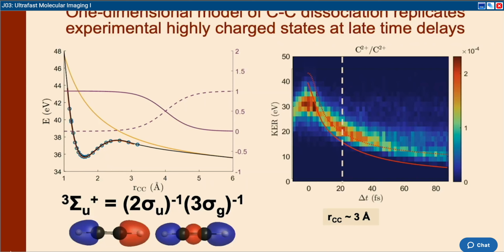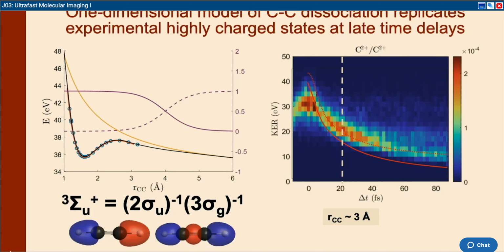So in order to further test this theory, we made a one-dimensional model of the carbon-carbon dissociating, and it replicates experimental highly charged states. Specifically, we looked at a one-dimensional cutout of the potential energy surface for this state of the molecule, the 3 sigma U state. And we formed this state by removing 1 electron from the 2 sigma U orbital and 1 electron from the 3 sigma G orbital. And so combining this curve with a 1 over R Coulomb dissociative curve, we can get a model of what kinetic energy should be released from this Coulomb explosion.